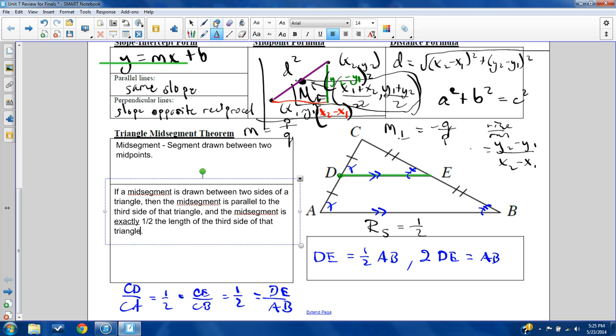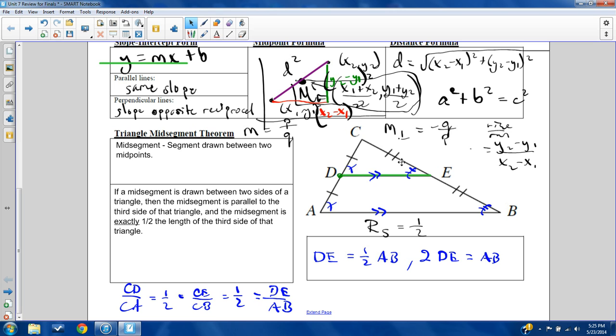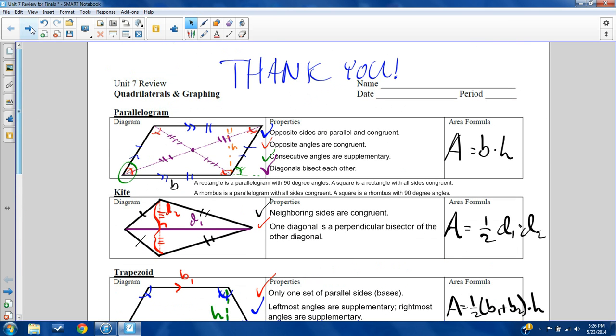Okay? So just some good stuff to know there. The triangle midsegment theorem says if you draw that midsegment, you've created not only parallel lines here, but this length is exactly half that, just like it divides these in half as well. So we are going to do a problem with that right now, by the way. I want to make sure that all that stuff was taken care of.